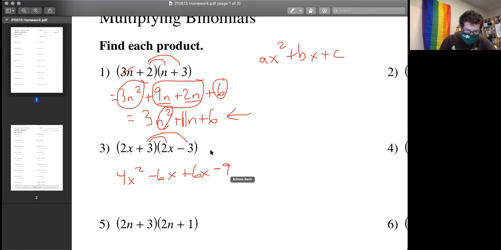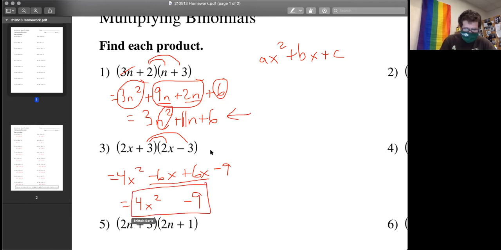Now notice what happens. This one's a little bit weird. When I combine these like terms in the middle, I still have the 4x squared, and I still have the minus 9. But when I combine negative 6x plus positive 6x, it cancels out. So really, I just have 4x squared minus 9. That could be my answer. But what's kind of hidden in there, this does still match this format. What I've technically got is a plus 0x that I don't need to show. All right, is this making sense so far? Any questions?